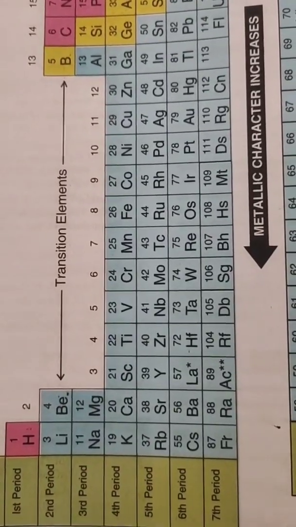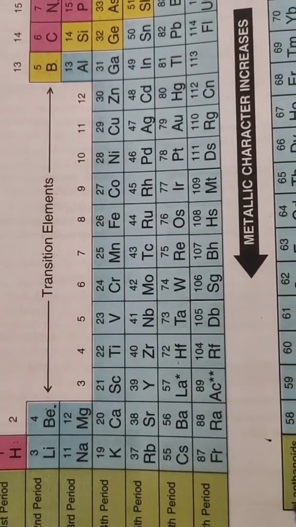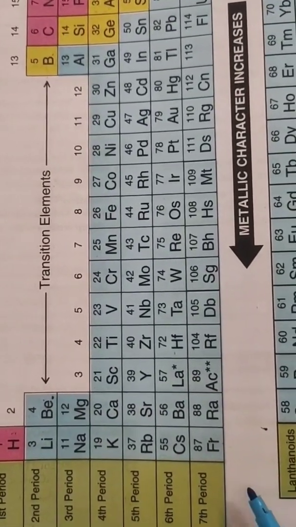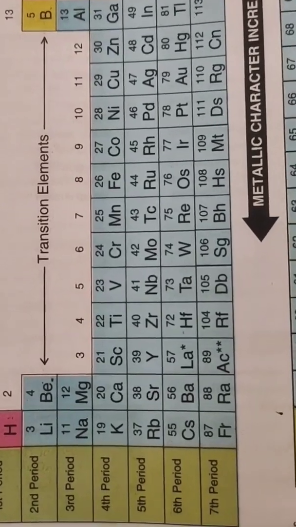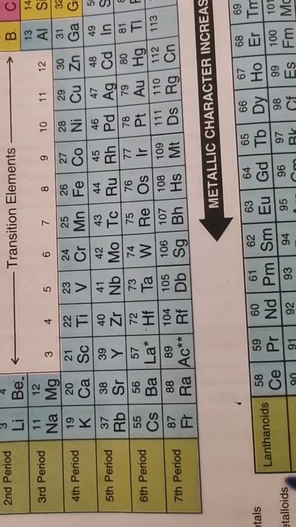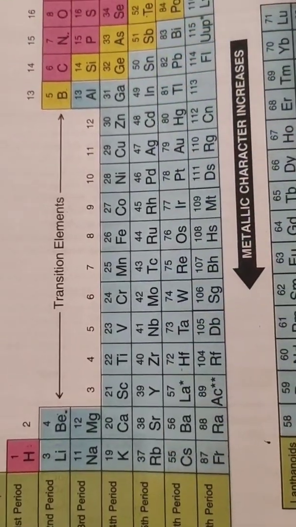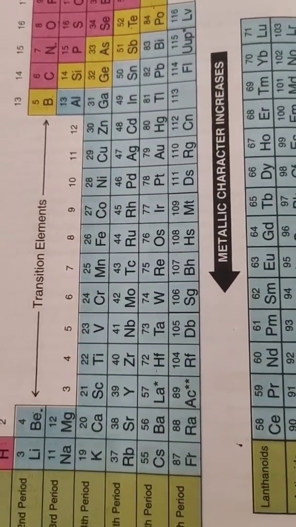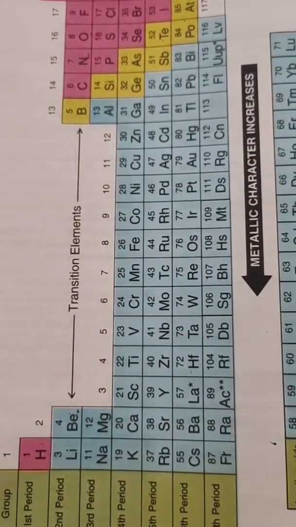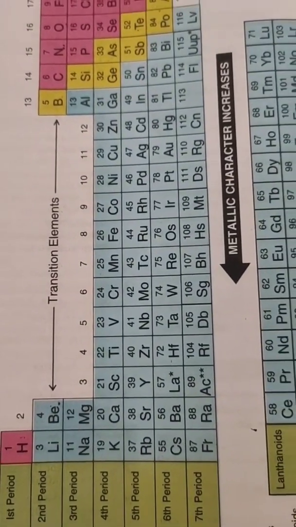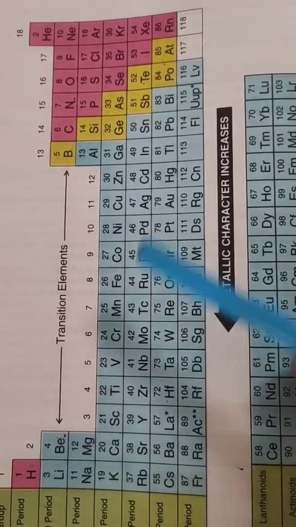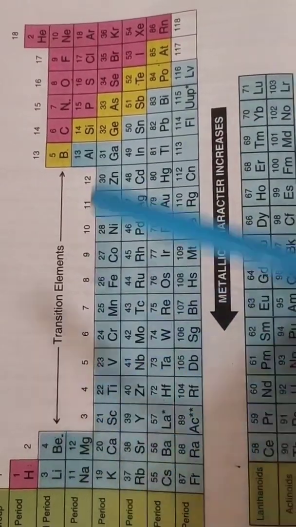There are two factors here: the size is increasing and the nuclear charge is increasing. But when the size increases, the electron gain enthalpy will be less negative. Here, when we move from left to right, the electron gain enthalpy will become more negative, and for the last group it will become less negative.